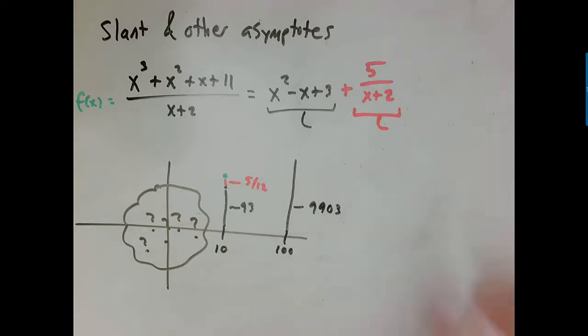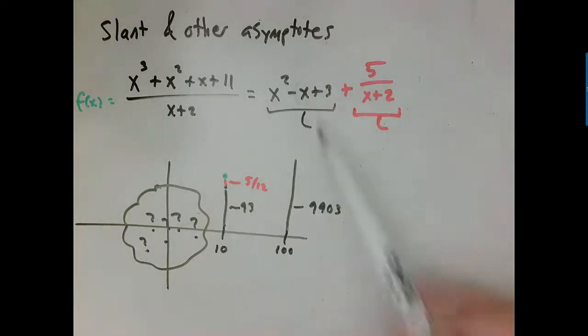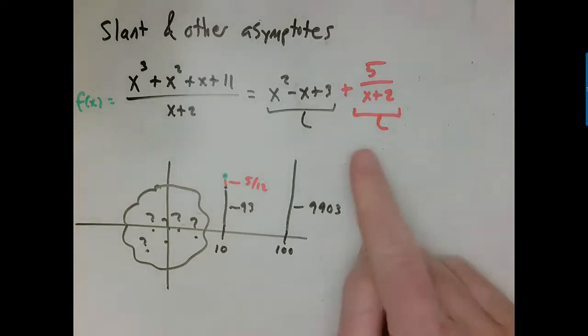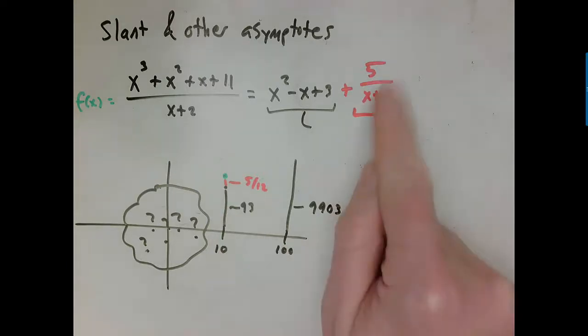So clearly as x is getting larger, the quadratic is getting much, much larger. The y value is coming out of the quadratic. What are the y values for this red term doing? So when x was 10, the red term was 5/12, very small. When x is 100, we got 5 over 102.